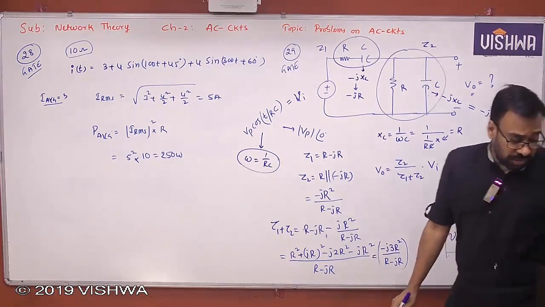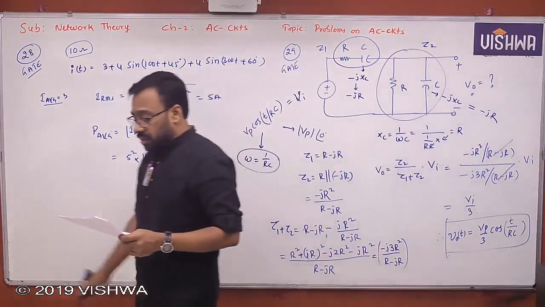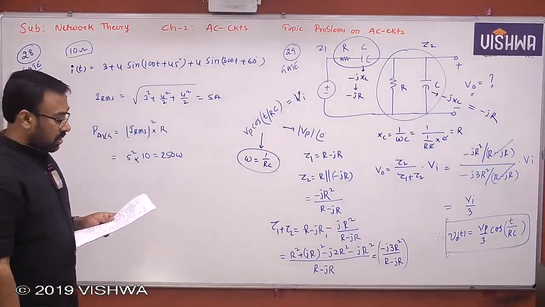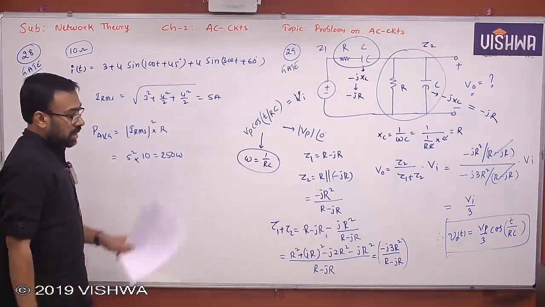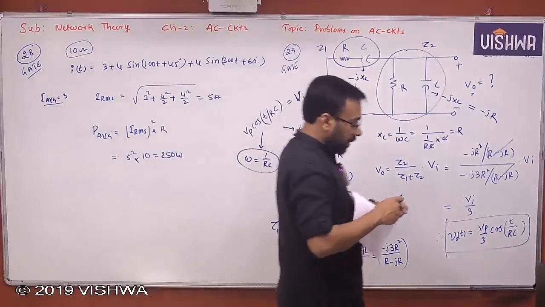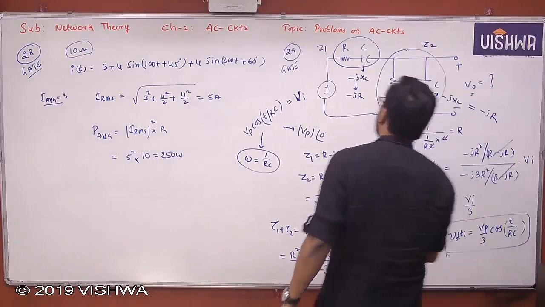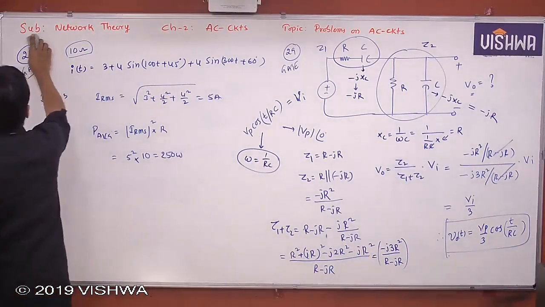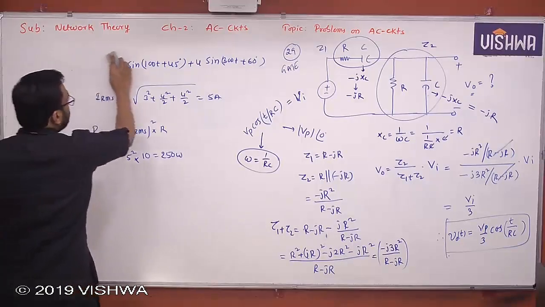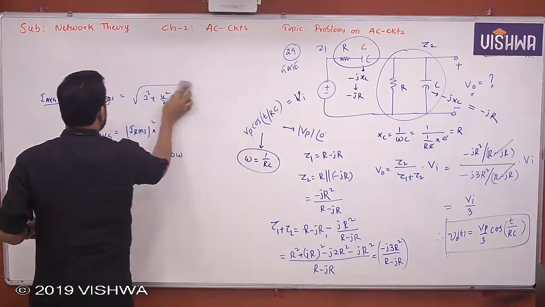Understand? What is the option given? Option A, Vp by 3 cos(t/RC). So that's your answer. Quickly note down all of you. 29th problem we have finished. We'll move on to 30th problem. Just note down, meanwhile I note down another problem here.